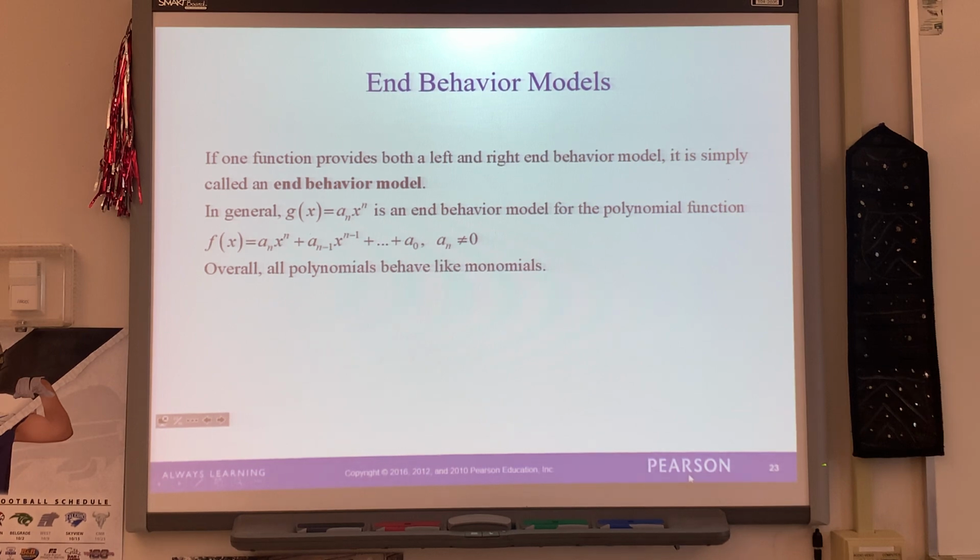Okay, and so this is where they generalize that idea with polynomials. If one function provides both a left and right hand end behavior model, it is simply called an end behavior model. So in general, g of x equaling a sub n x to the n, notice that's the first term of the polynomial f listed here, is an end behavior model for the polynomial function as listed there. So overall, all polynomials behave like monomials.